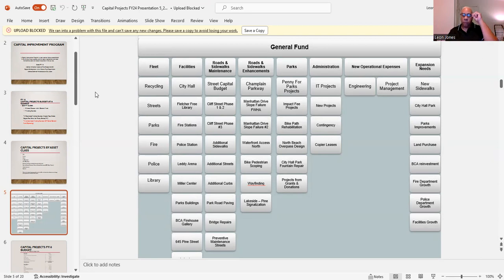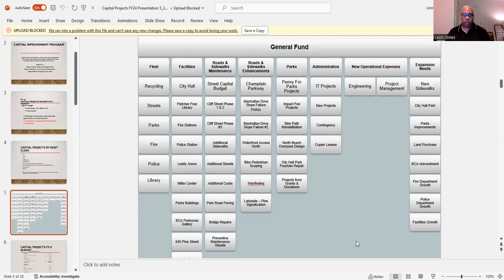Look at parks: penny for park projects, impact-fee projects, bike path rehabilitation, North Beach overpass design, City Hall Park foundation or fountain repair, City Hall Park fountain repair, then projects from grants and donations. And then what about your administration? Very important: IT projects, new projects, contingency, copier leases. Then you have, here's where I'll work right in here, your new operational expenses. Comes from your engineering and project management. And of course, under project management, you can say construction. Under engineering, you could say design.